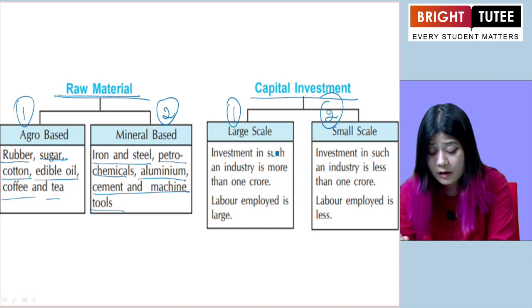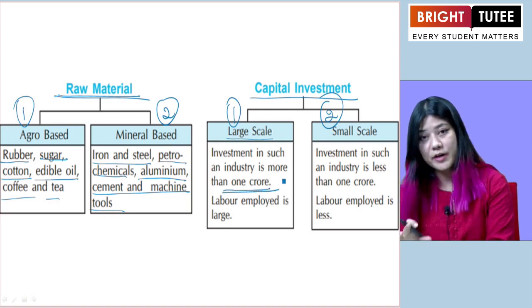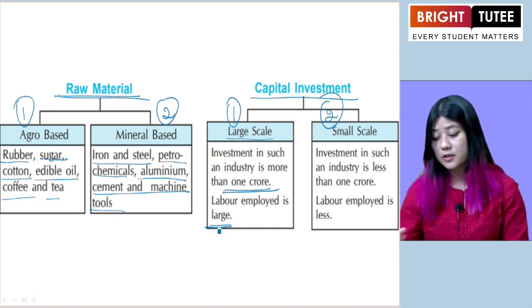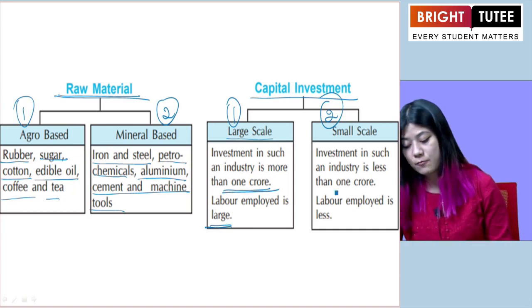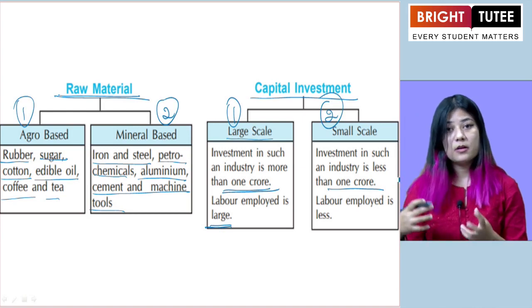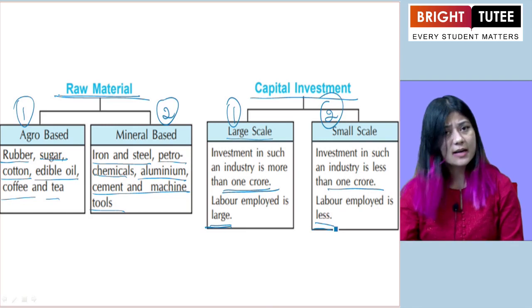The investment in the large scale industries is more than 1 crore. And the labor employed here, the workers employed here, are large because the investment is a lot. In the small scale industries, the investment is less than 1 crore, so small investments, and as a result of that, the workers employed in small scale industries are also very few.